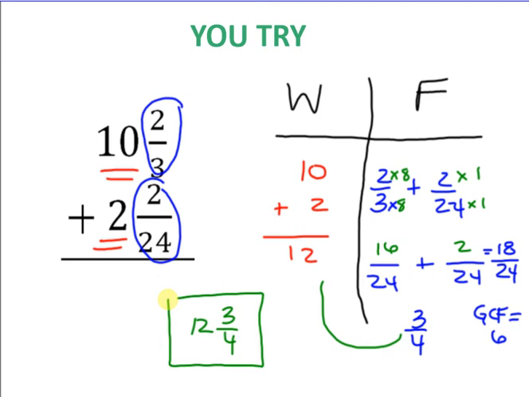All right, you can go ahead and pause if you're not done. So for this one, when we added up the whole numbers, we got 12. And then when we did the fractions, we had a common denominator of 24. And we got 18 over 24, which we simplified down to 3/4. So we ended up with 12 and 3/4.